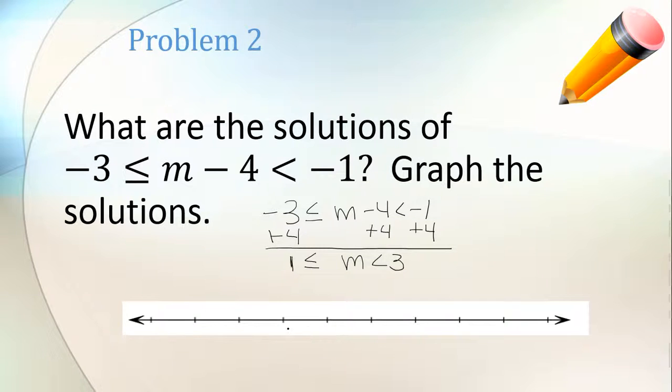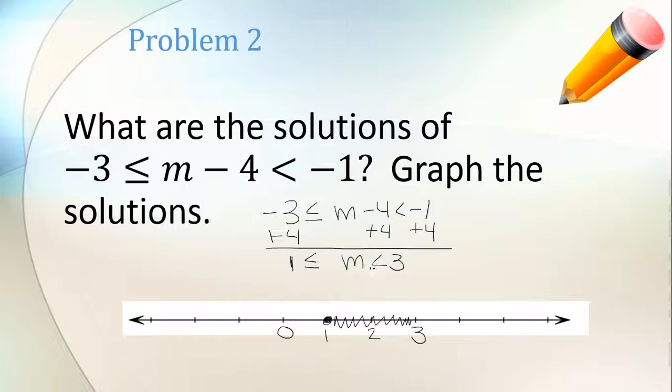So I can graph that. 0, 1, 2, 3. So I see that M needs to be greater than or equal to 1. So I read it from right to left. So I'm going to have a closed dot at 1. And I'm going to shade, because M needs to be greater than, shade this way.